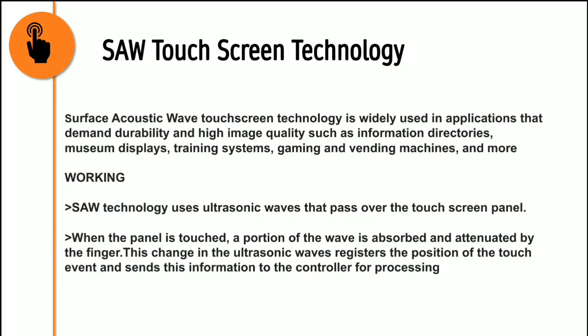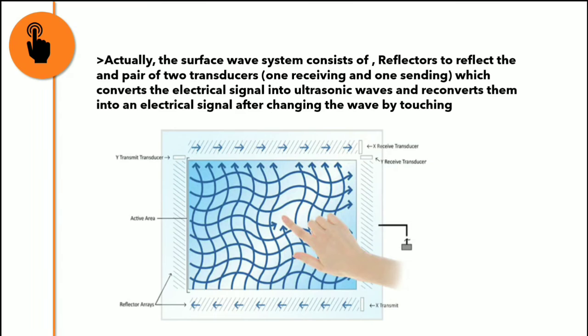Surface acoustic wave touchscreen technology is widely used in applications that demand durability and high image quality. It uses ultrasonic waves that pass over the touchscreen panel. When the panel is touched, a portion of the wave is absorbed and attenuated by the finger. This change in the ultrasonic wave registers the position of the touch event and sends information to the controller for processing. The system consists of reflectors to reflect the wave and a pair of transducers, which convert the electrical signals into the ultrasonic wave and vice versa after the wave is changed by touching.